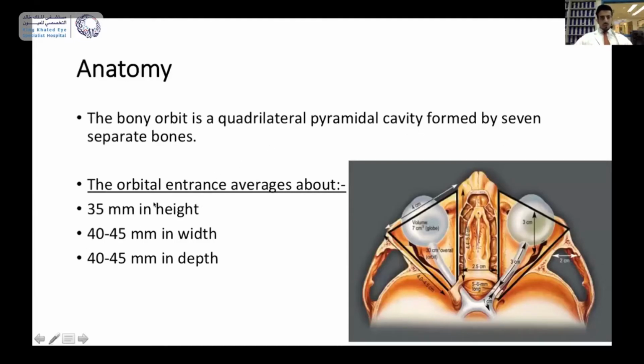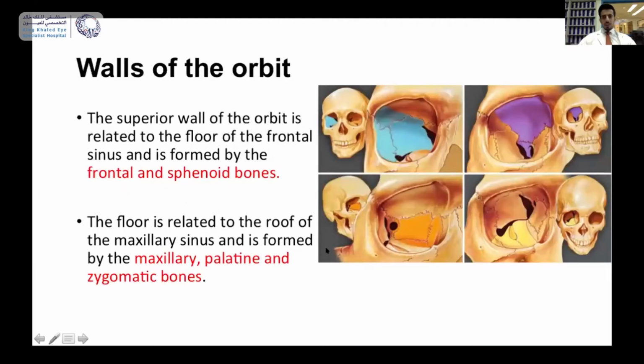The entrance of the orbital cavity averages about 35 millimeter in height, 40 to 45 millimeter in width and depth. The superior wall is related to the frontal sinus and is formed by the frontal bone and the sphenoid bone. The inferior wall, or the floor, is formed by the maxillary bone, palatine bone, zygomatic bone, and is related to the maxillary sinus.